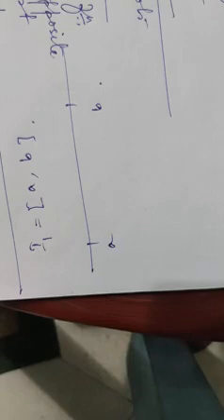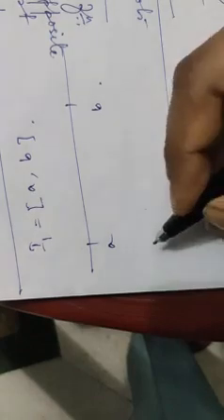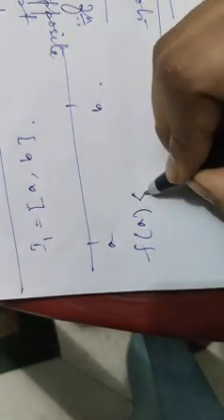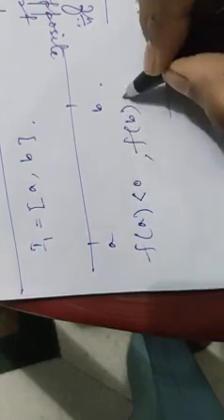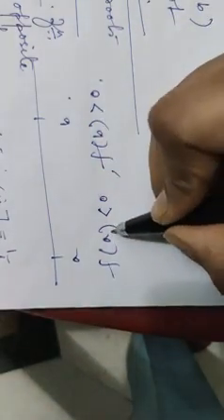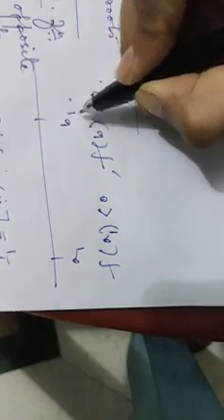Without any loss of generality, we are choosing the options one by one. First we choose f(a) less than 0 and f(b) greater than 0. Now we are renaming this interval [a, b] as [a1, b1]. That means f(a) means f(a1), which is less than 0, and f(b) means f(b1), which is greater than 0.